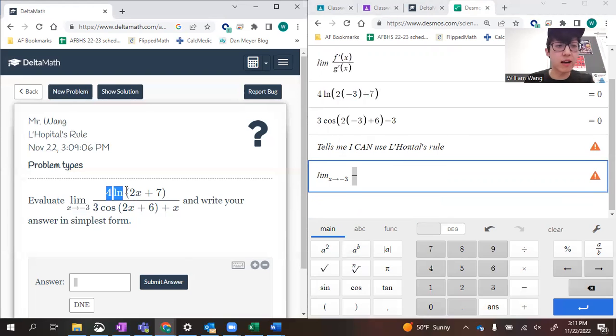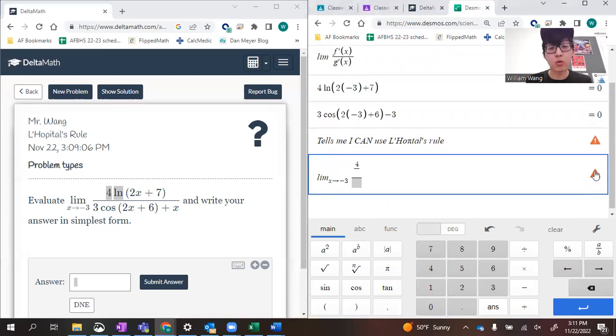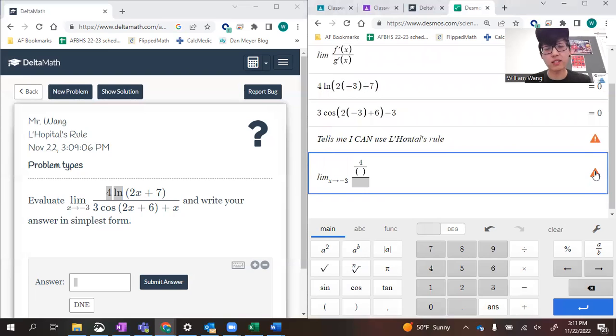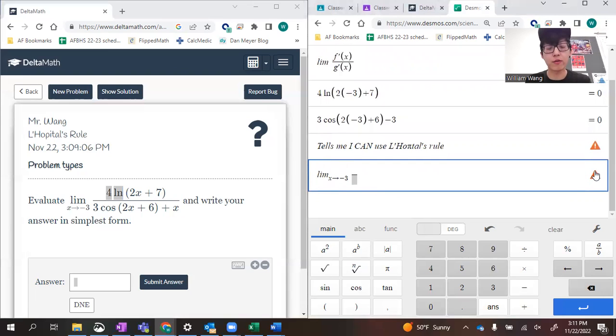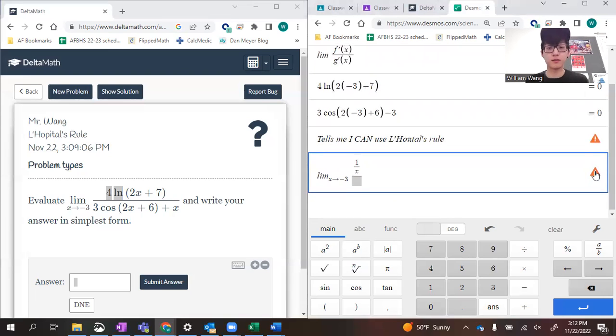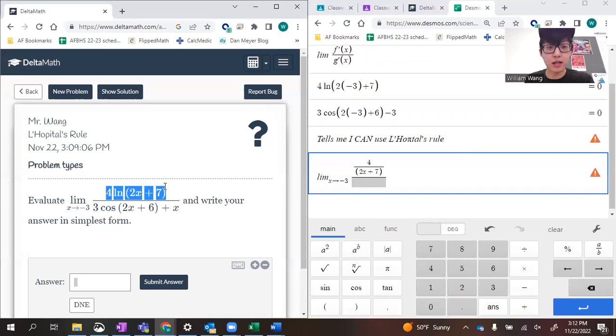So what I'm doing is taking the derivative of the outside. The outside is the natural log, right? So actually, I'll take it a bit slow just to clarify. Remember, our derivative of natural log is 1 over x, so 1 over whatever's on the inside. In this case, there's a 4, so I multiply the top by 4. And then the inside is 2x plus 7. Remember, I leave the inside the exact same. All right, so this is my derivative of the outside.